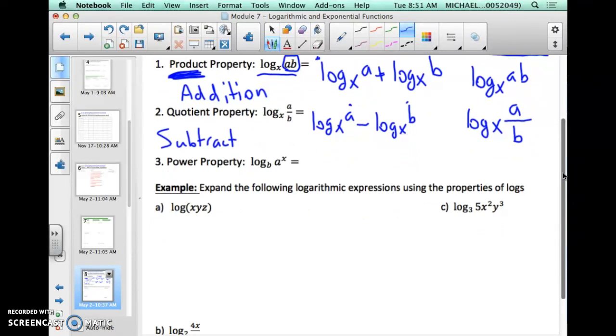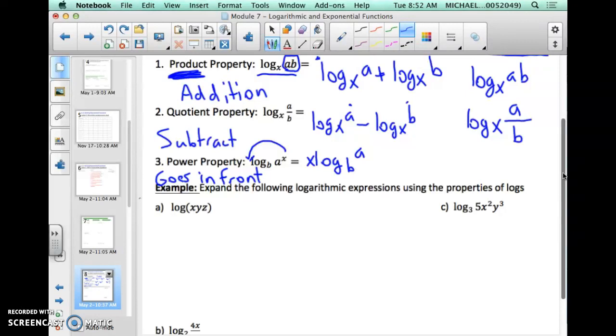And then finally, the power property. It's a little bit different than exponent rules. If I read this logarithm, it is log base b of a raised to the x, so the x is the power. The power property goes in front. This is technically the condensed form, log base b of a raised to the x. The expanded form is log base b of a, but that x gets drawn out front, just like that.